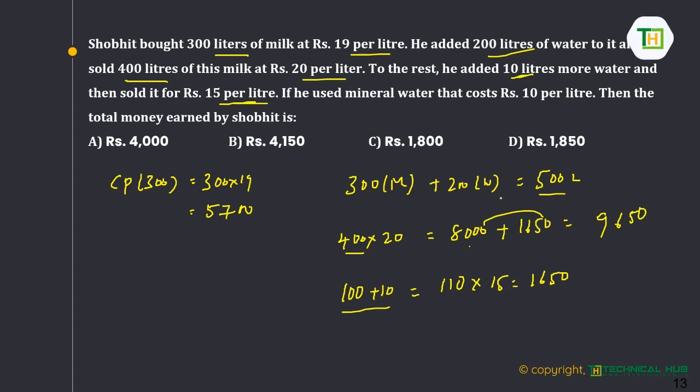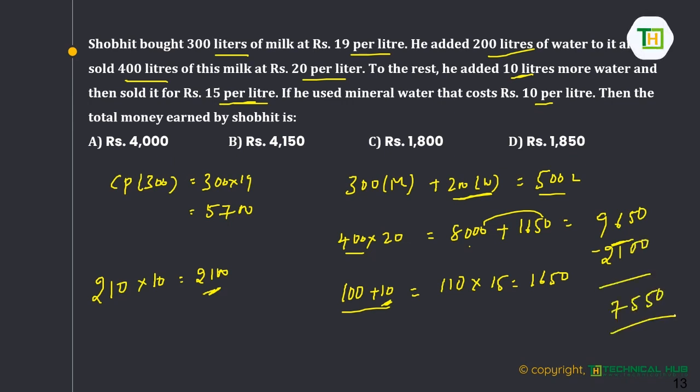So how many liters of water did he use in total? Here 200 liters of water is used and here 10 liters of water, so the total liters used is 210. The cost price per liter of water is 10 rupees, so the overall cost is 2100. This is also that person's investment. You have to subtract that investment from the total selling price, so 9650 minus 2100. Then what will you get?